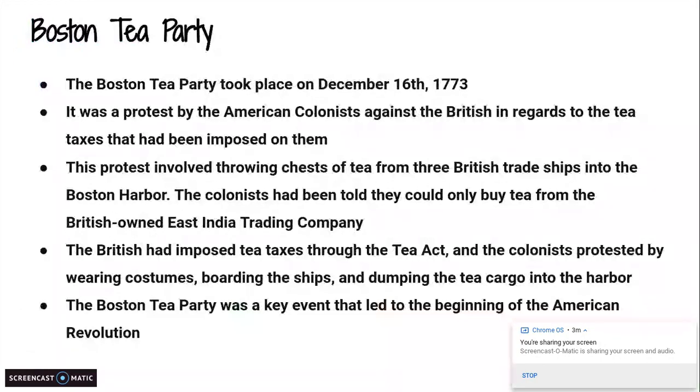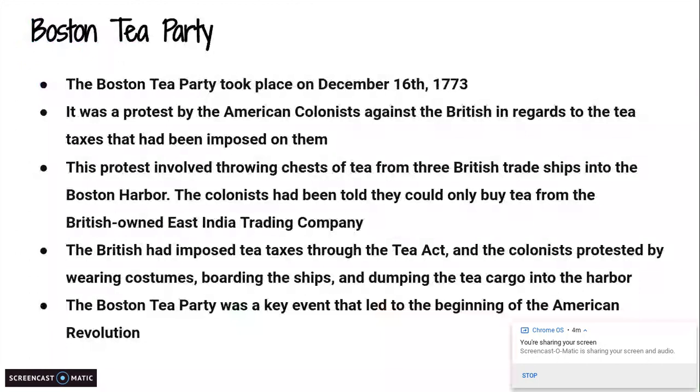The Boston Tea Party took place on December 16, 1773. It was a protest by the American colonists against the British in regards to the tea taxes that had been imposed on them. This protest involved throwing chests of tea from 3 British trade ships into the Boston harbor.